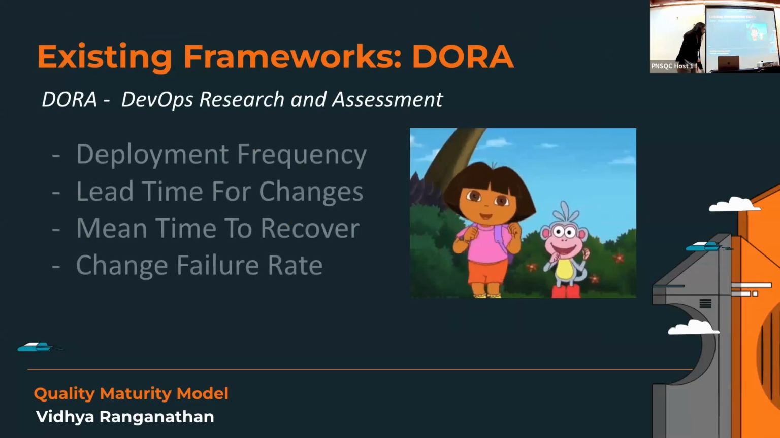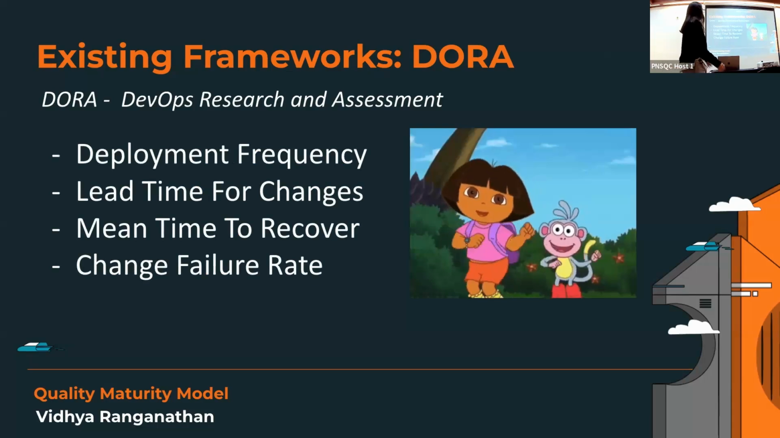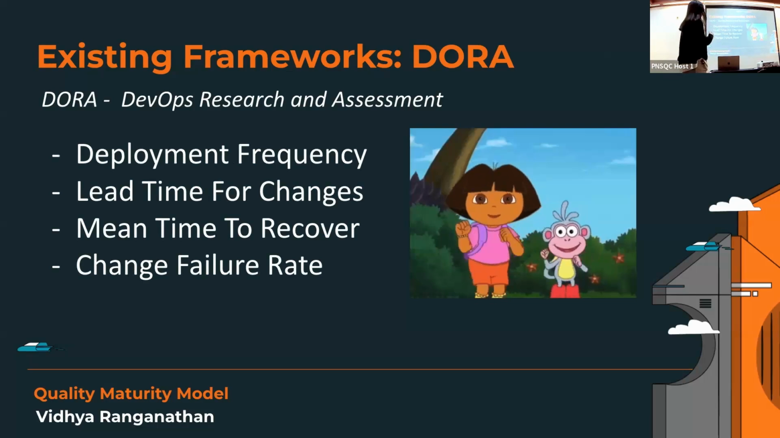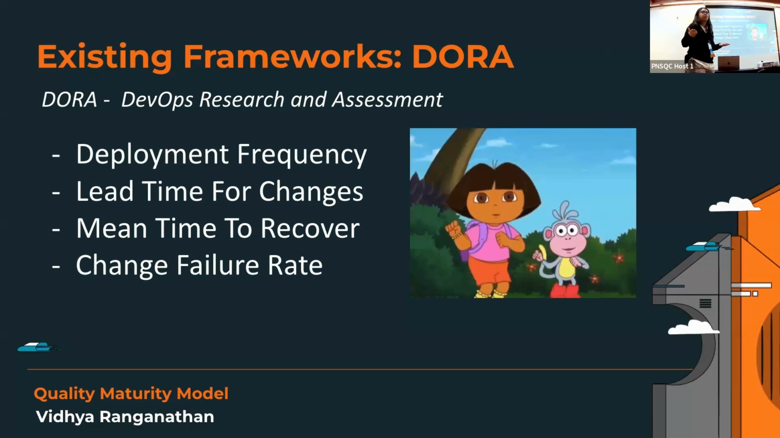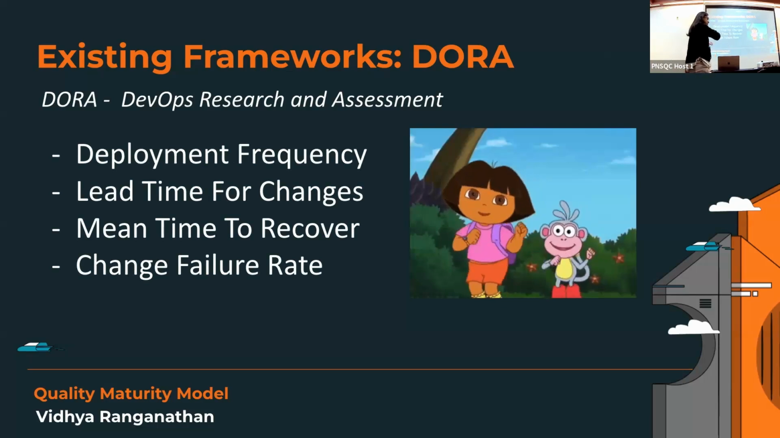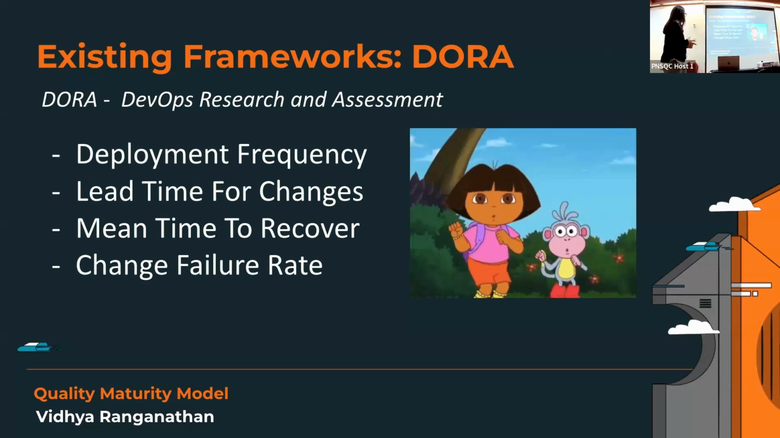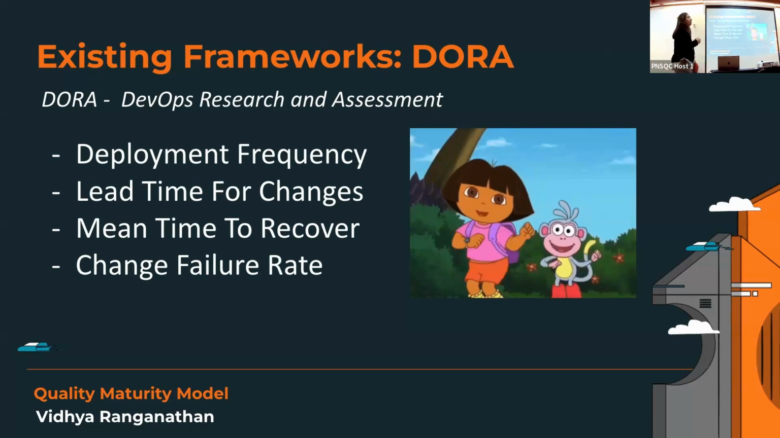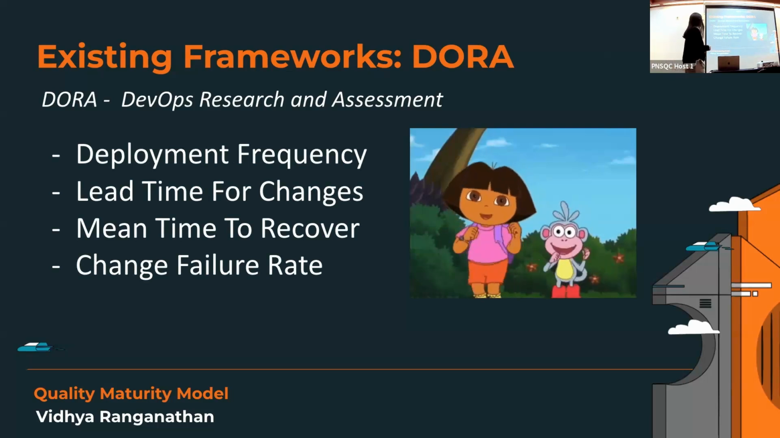They define four key metrics for any delivering platform or delivering organization. How frequently do you deploy your stuff? What is the lead time for changes? How long does it take for any particular pull request to go from your developer's local development environment to production? That is your lead time for changes. And when something wrong happens, how quickly do you recover from that? And what is the change failure rate?